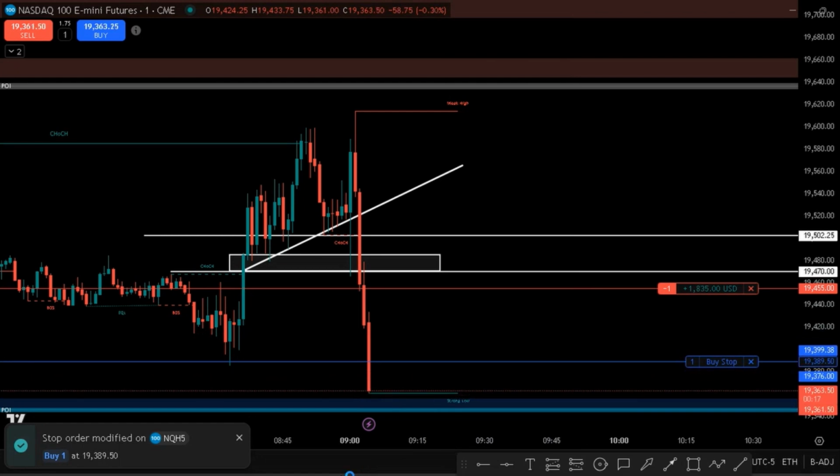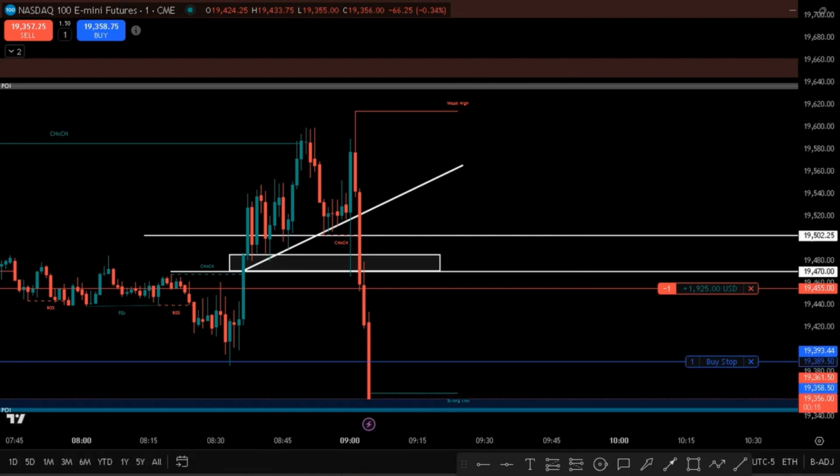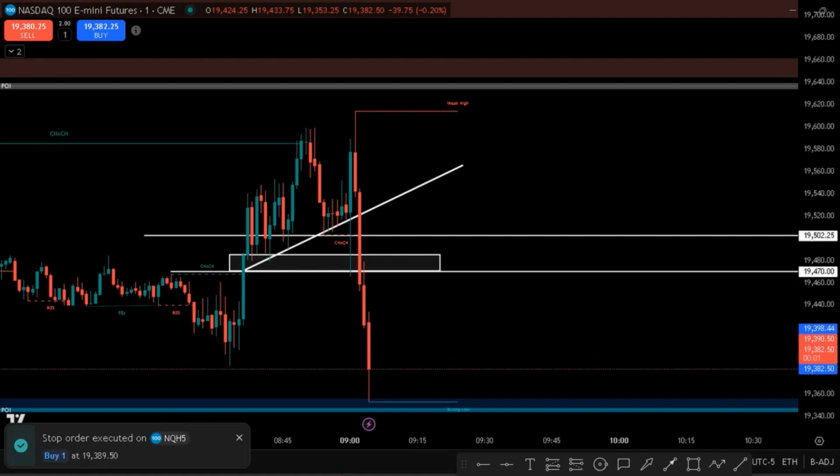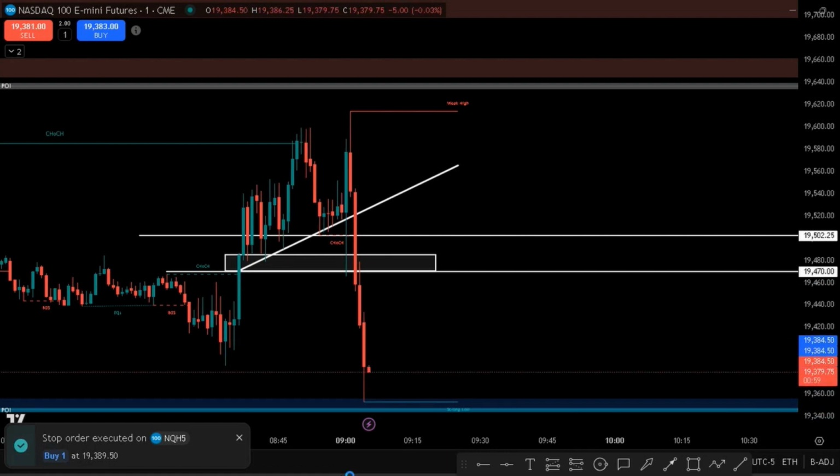Real quick setup. I like the price action, the way price is moving. It's clean, simple. Like I said, we had a trend line break. We had a double top, I guess, or rejection. Okay, stopped out there. Profit, end of the trade, end of the day.